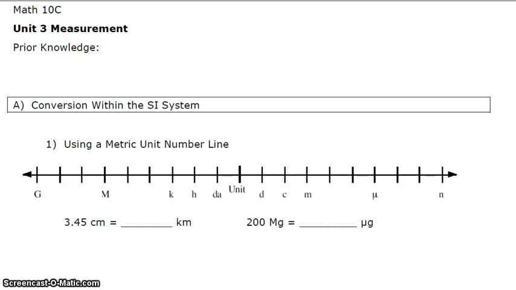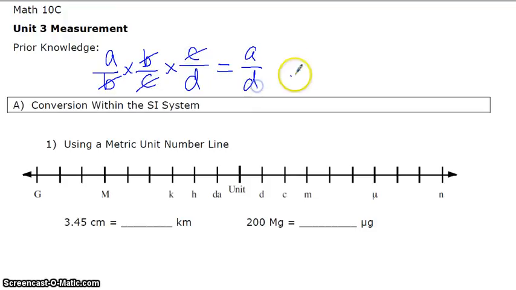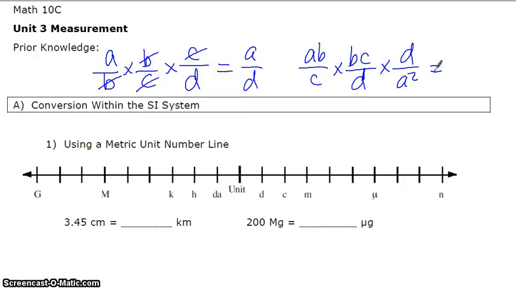So, prior knowledge. To convert from one unit to another, we need to work with fractions. So let's say A over B times B over C times C over D. Very easy, right? When you put them all together, whenever there's a numerator and a denominator that match, you can just cross them out. And then the final answer is A over D, right? So very straightforward. So how about AB over C times BC over D times D over A squared, for example. So what does this equal?